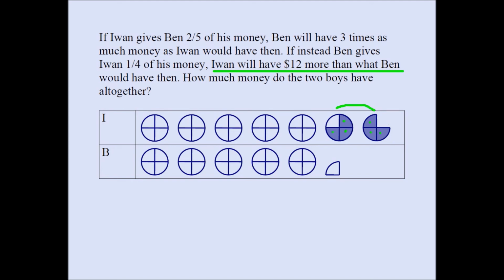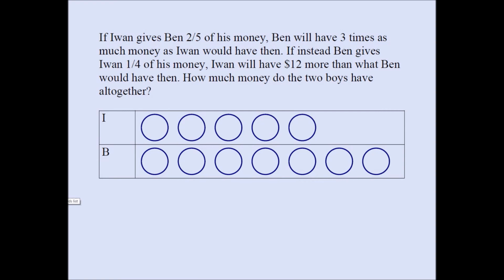These 6 quarters, not the one that I didn't shade, these 6 quarters must represent the 12 additional dollars that Ivan has. And you really have to get that. This is important. This allows me to conclude each quarter is worth $2. And that allows me to conclude that each circle is worth $8. So now our main goal is to find how much money the two boys had altogether. Remember, we decided that each circle must be $8.